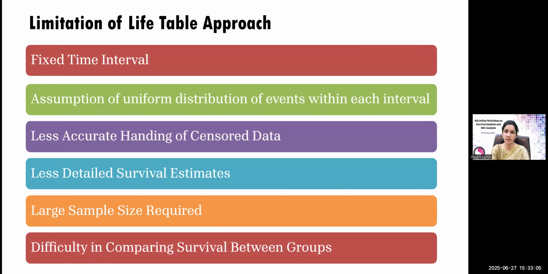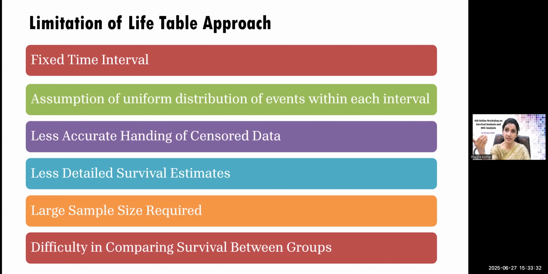But there are some limitations. What are some limitations of the life table approach? Because it is a fixed time interval and there is an assumption that all the events are occurring at a uniform rate in the entire duration. It is also less accurate in handling censored data because we assume that the censored people were there for half of the risk time. So it is not as accurate as Kaplan Meier.